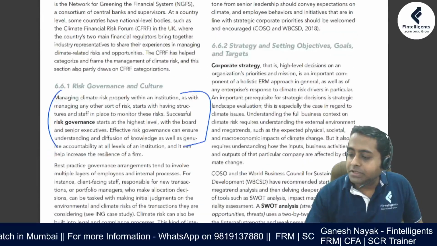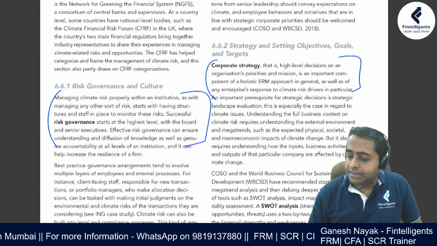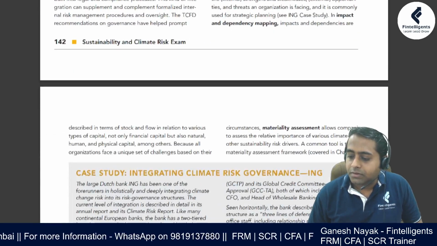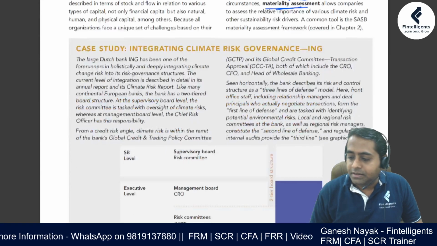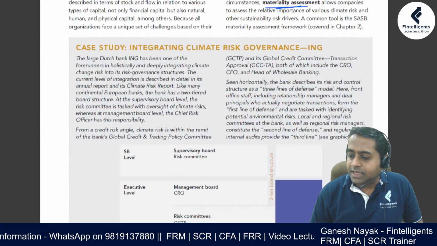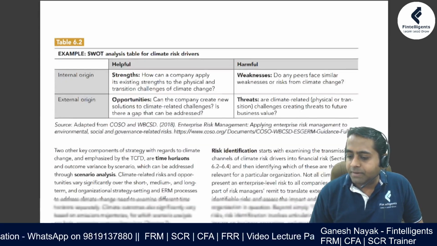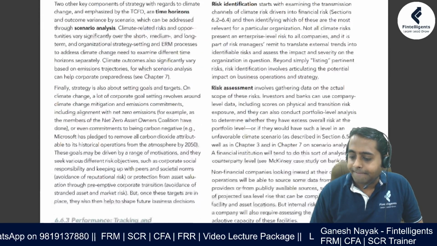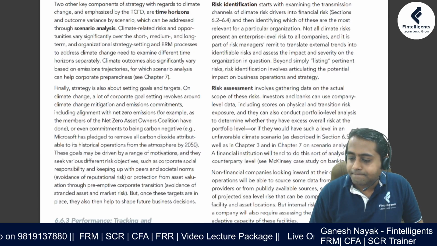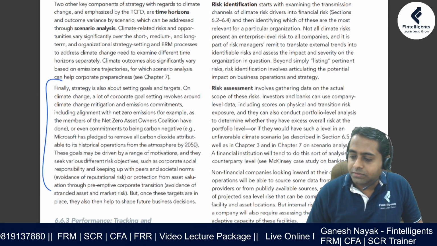Then the corporate strategy part, the first example reference over here. Materiality assessment, the concept is important. Read this. The ING case study is not very, very important. The SWOT analysis you can read. You can read this section.